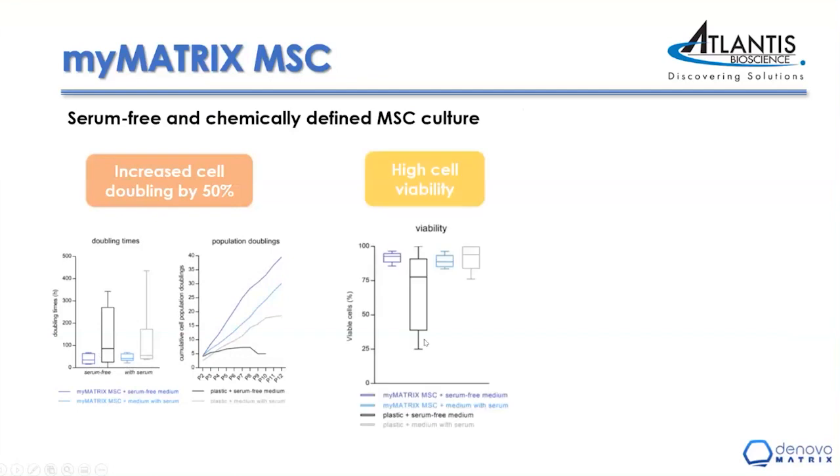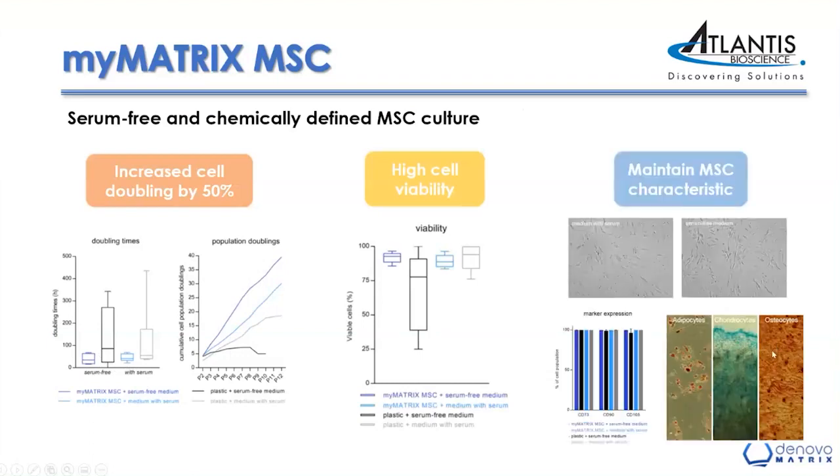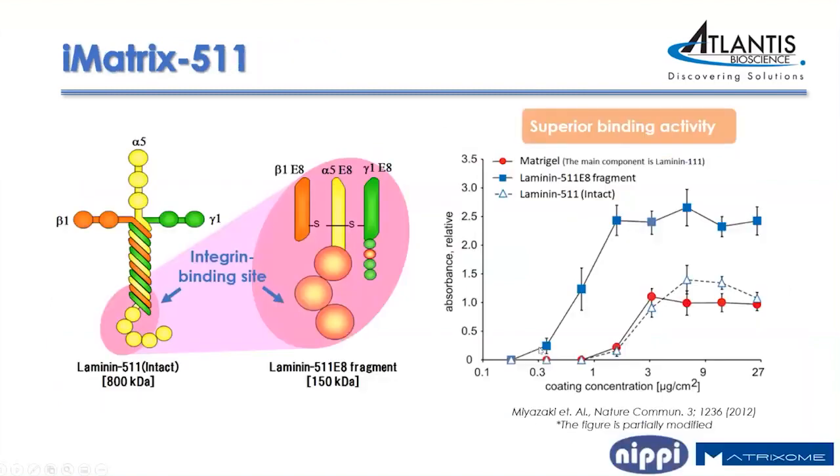So let's take a look at the data here. My matrix MSC is able to increase the cell doubling by 50% when you compare that to the serum-containing or serum-free medium. My matrix is shown in blue here. Cells grown on the my matrix also show consistent high cell viability. They also maintain their characteristic fibroblast-like morphology and express the relevant surface markers for at least 10 consecutive passages and are able to differentiate into the 3 specific mesoderm lineages.